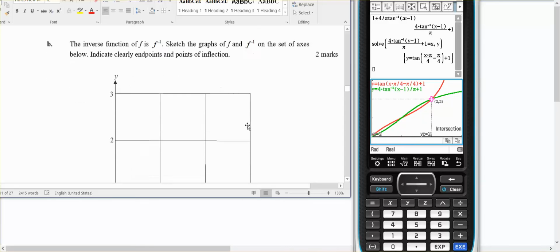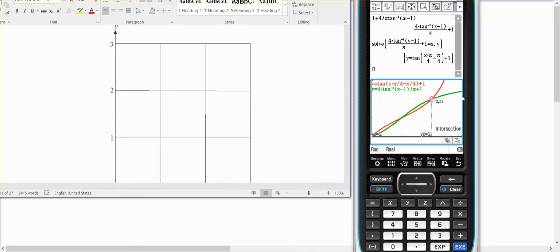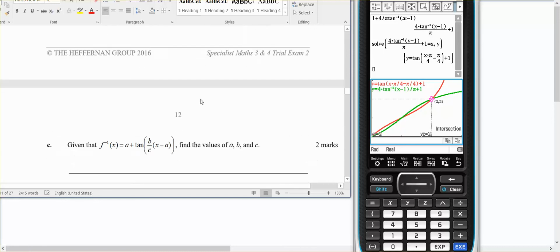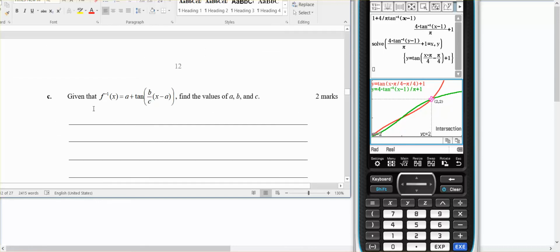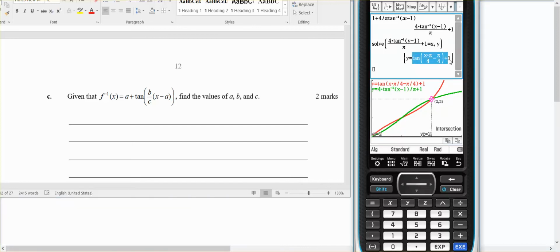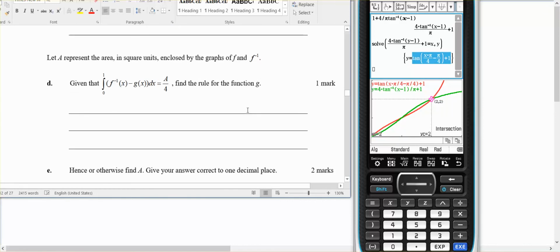So when I'm drawing my graph here, I'm going to have a version of this. And then it tells me, given the inverse equals this, well, this is my inverse. So I should be able to answer A, B and C pretty easily straight from the calculator. And then part D.